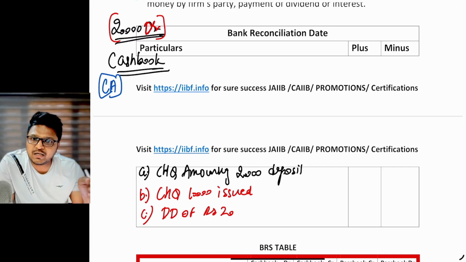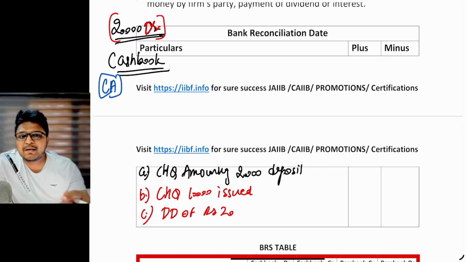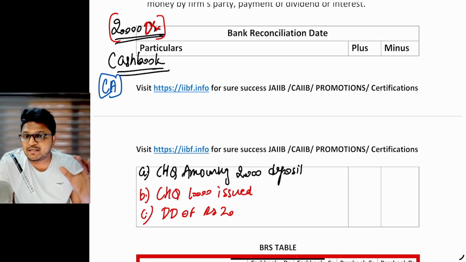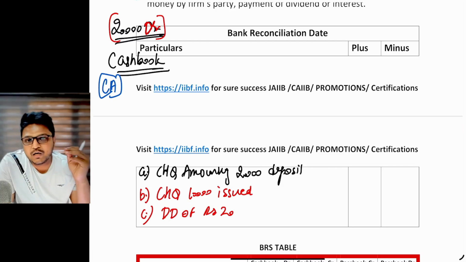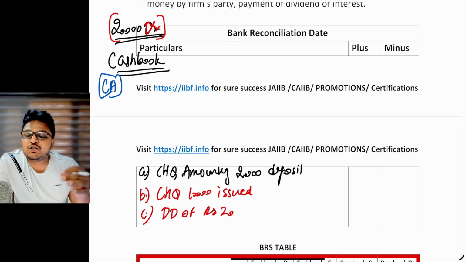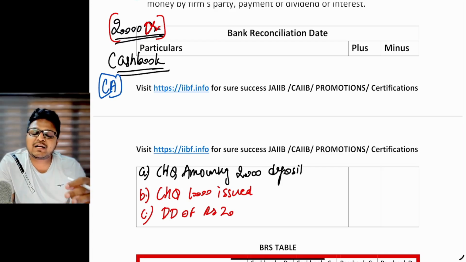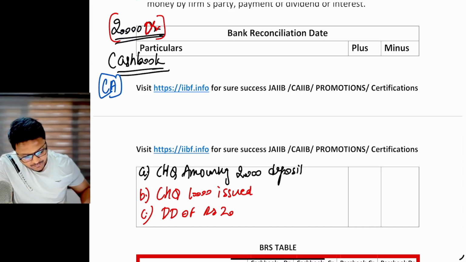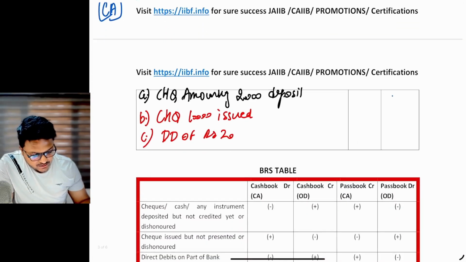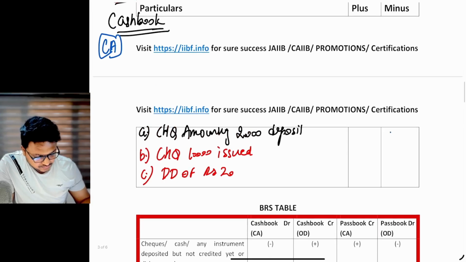Now it has been deposited. It means what? That we are to either increase the balance or decrease the balance. We are to find out the passbook balance. Try to concentrate. When we have deposited the check, the balance we may have already indicated in the cash book, but definitely not in the passbook. So we'll be deducting it. So 2,000 deduction, it will be on the minus side, minus 2,000.